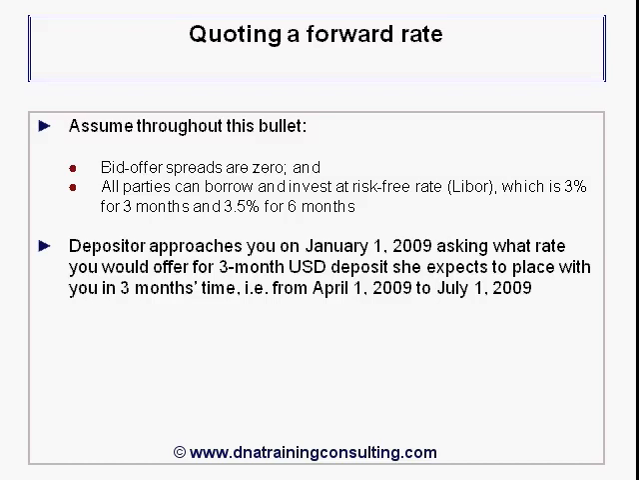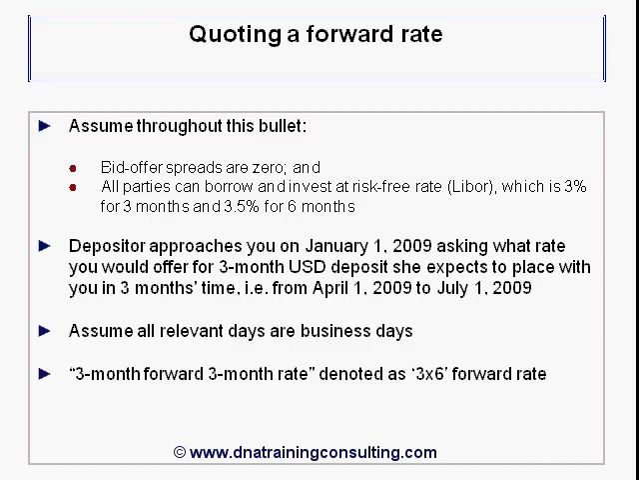A depositor approaches you on January 1, 2009, asking what rate you would offer her for a 3-month US dollar deposit she expects to place with you in 3 months' time, i.e. from April 1 to July 1, 2009. We assume all relevant days are business days. In the vocabulary of financial markets, we would say that she is asking you for a 3-month forward, 3-month rate, and denote this rate as the 3/6 forward rate.